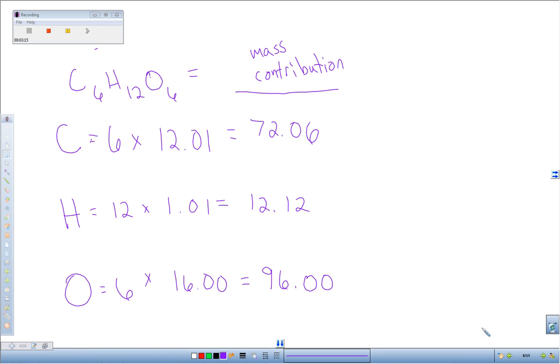You will actually use a process just like this when you pay taxes from time to time, where you have to consider the percent contribution of different assets and incomes that you have. Okay. What's the total mass?